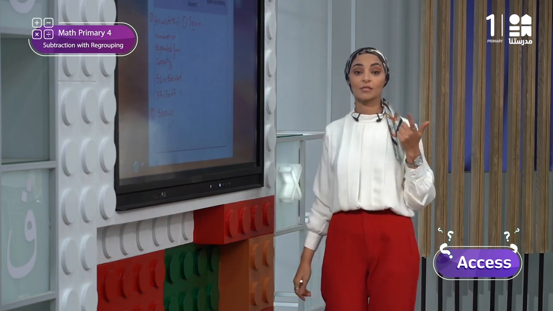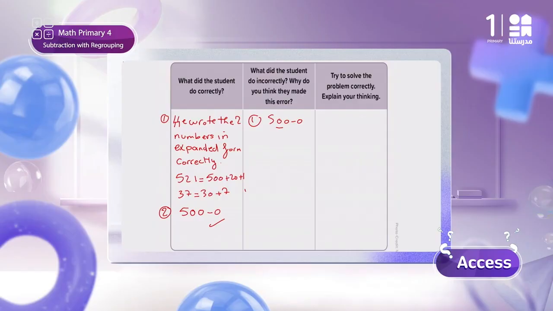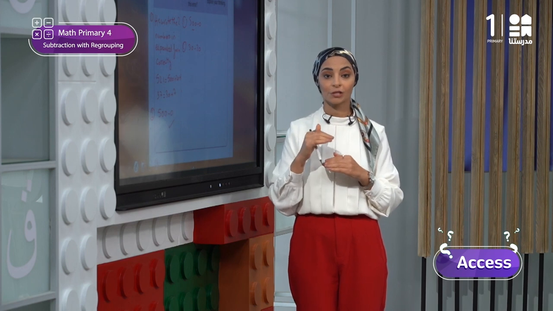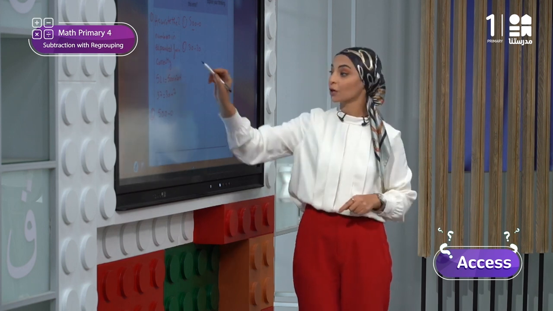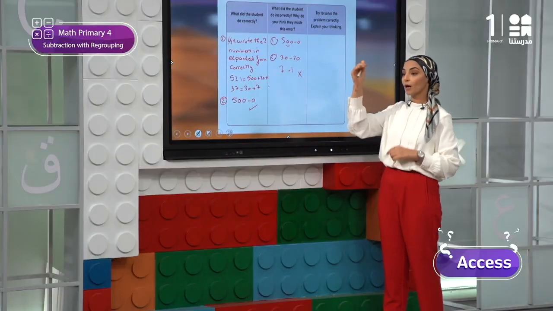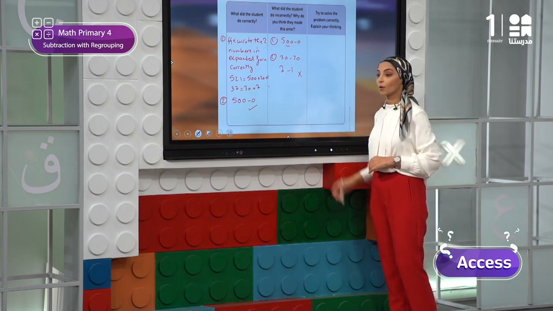The second mistake was that he reversed the subtraction operation. He wrote 30 minus 20. Is it right? No. I should keep the direction of subtraction. I must do 20 minus 30. Also he wrote 7 minus 1 which is wrong. I must do 1 minus 7. Okay? These are the mistakes he made.